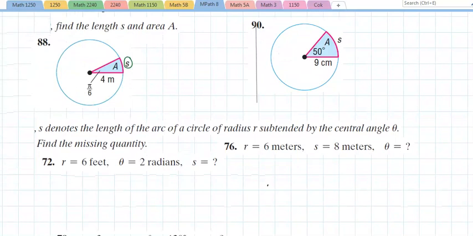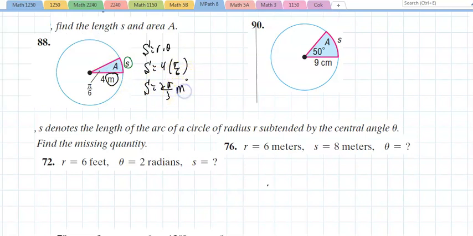Number 88 says, find the length s. Well, how do you find s? s equals r times theta. The radius is 4, and theta is pi over 6. s would be 2 pi over 3. And since it's like perimeter but on a circle, that takes meters.